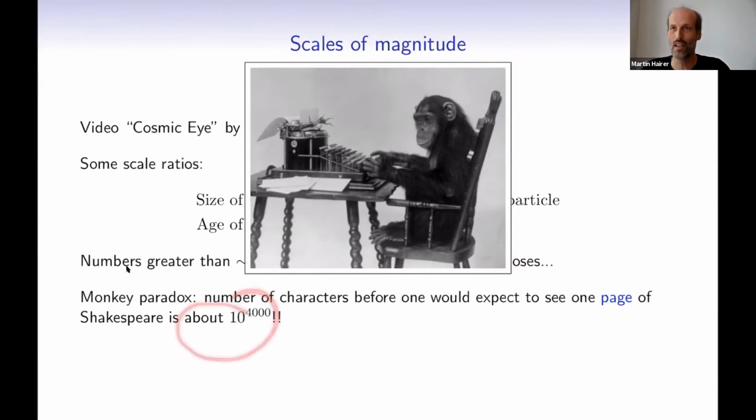And so you would still need billions and billions of these universes, and you would still have absolutely no chance of seeing a page of Shakespeare. Right? So this is just to give you an idea that when you start to look at the number of possibilities of combinatorial objects, you quickly end up with numbers that are much larger than any number that would naturally appear in the universe.